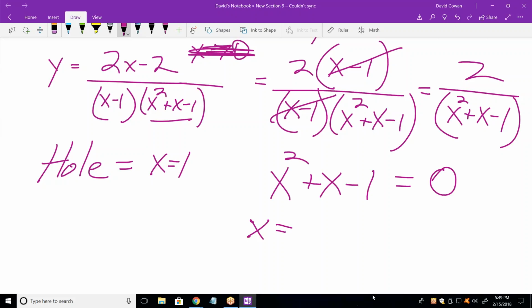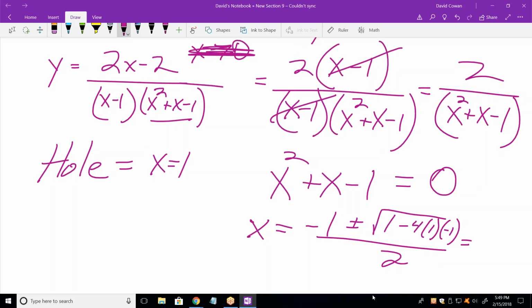How do I solve that using the quadratic formula? You would do negative 1 plus or minus the square root of 1 squared minus 4 times 1 times negative 1, all over 2. So then that'd be negative 1 plus or minus the square root of 5, correct? Yep. So there's your two vertical asymptotes.